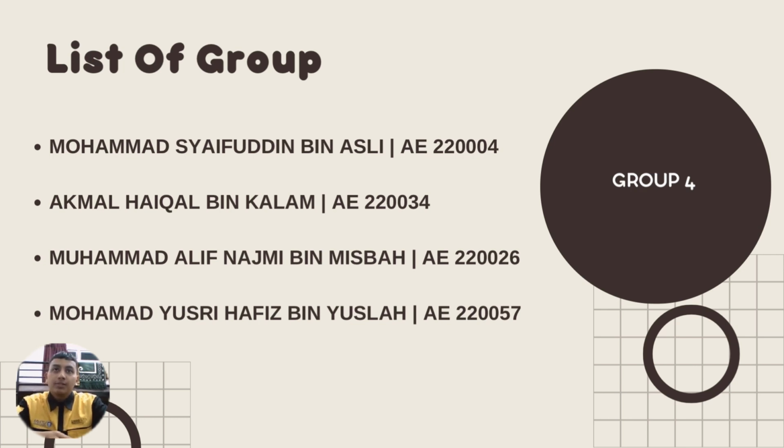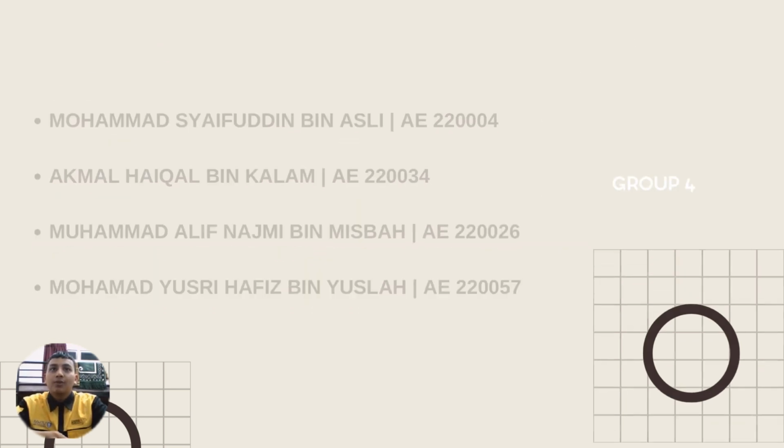First, my name is Muhammad Asli. Next, Akmal bin Kalam. Next, Muhammad Najmi bin Misbah. And the last one is Muhammad Hafiz bin Yuslah. We are from group 4.